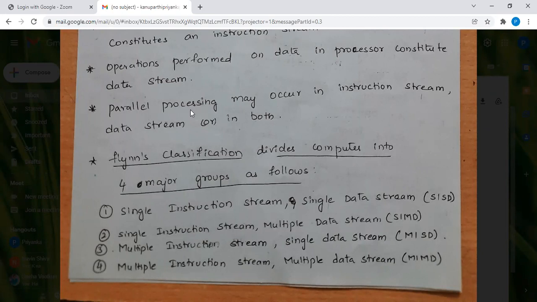When we talk about single instruction stream and multiple data streams, it means we have a single vehicle and multiple patients.